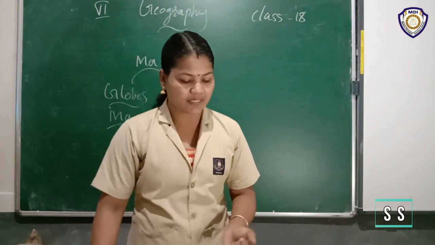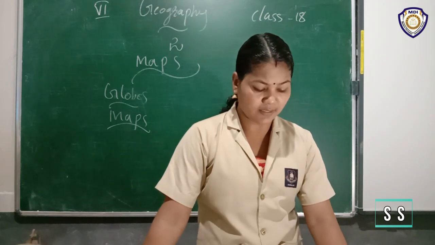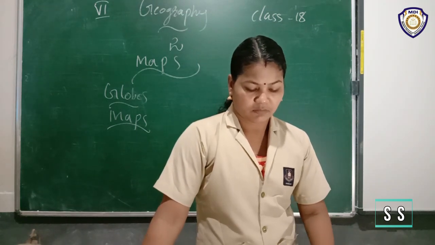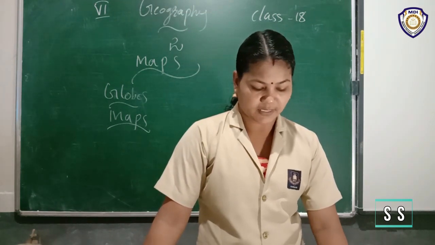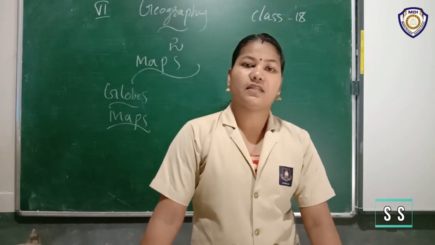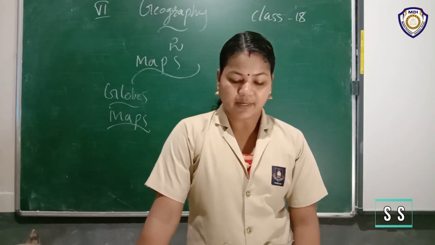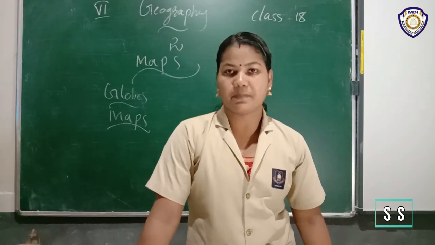Map, there are some details. Okay, listen, representation. Representation is called a map. That means we want to represent something on a paper, that is called a map. You can understand this better with the help of a simple experiment.